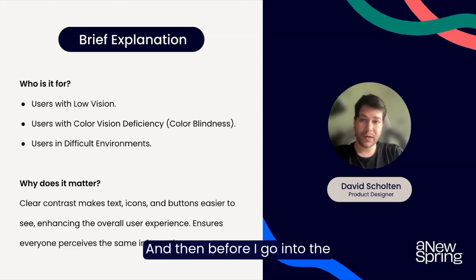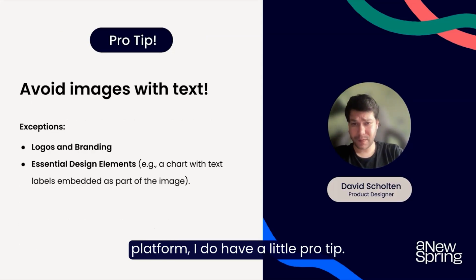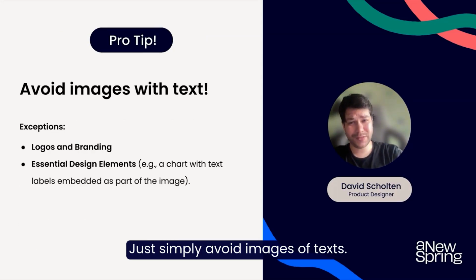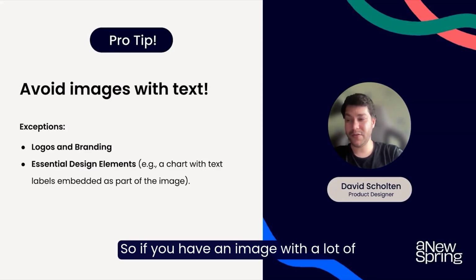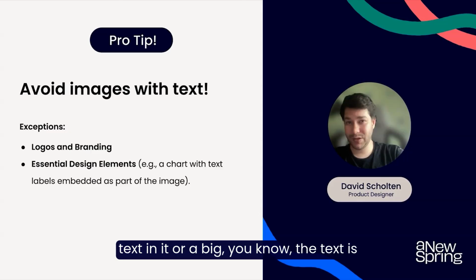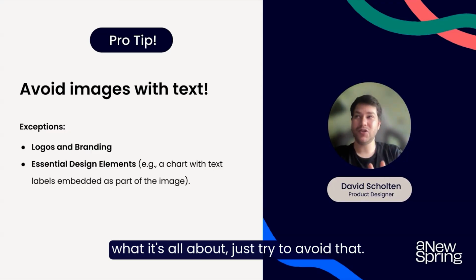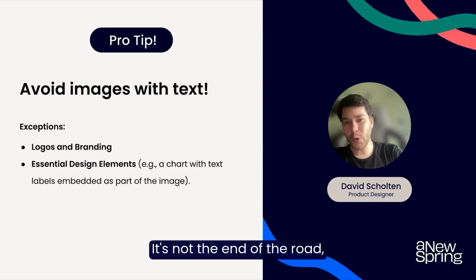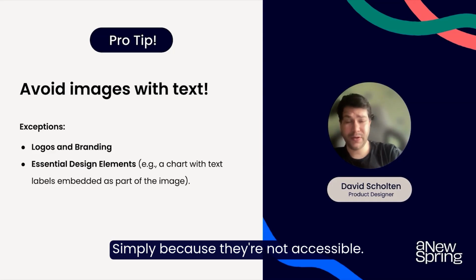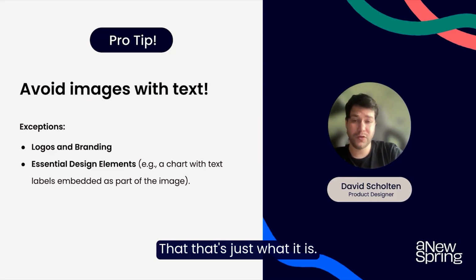And then before I go into the platform, I do have a little pro tip. Just simply avoid images of texts. So if you have an image with a lot of text in it, where the text is what it's all about, just try to avoid that. It's not the end of the world, but just try to avoid that simply because they're not accessible. That's just what it is.